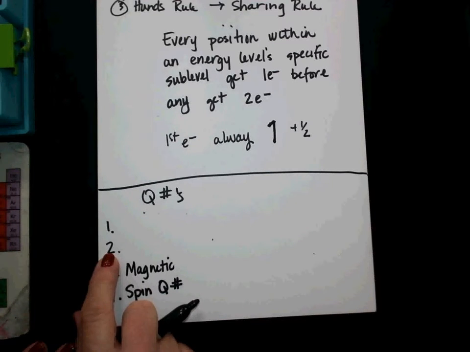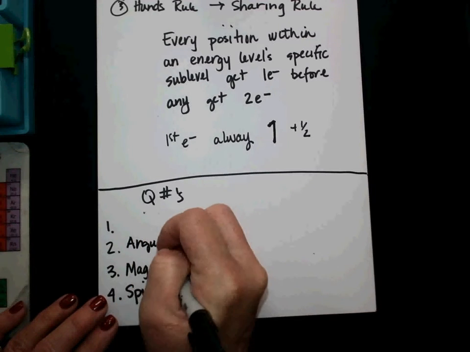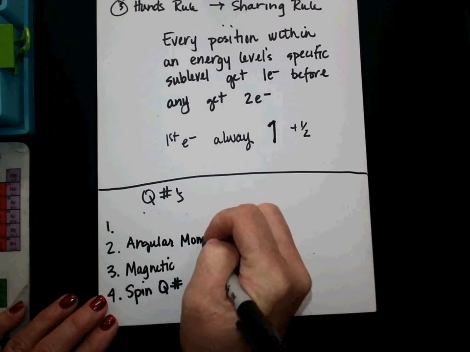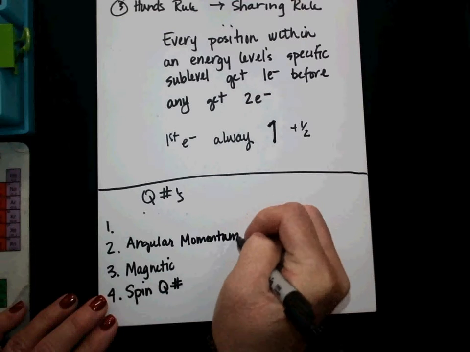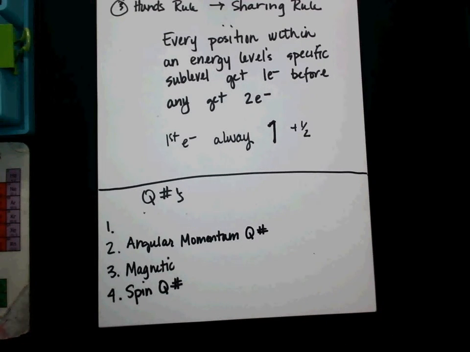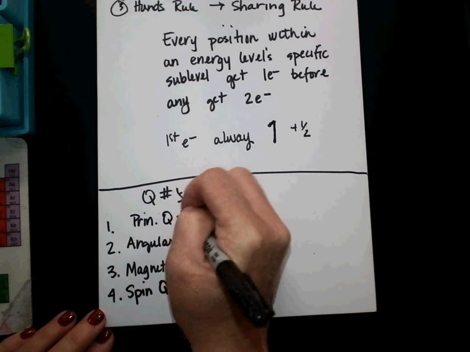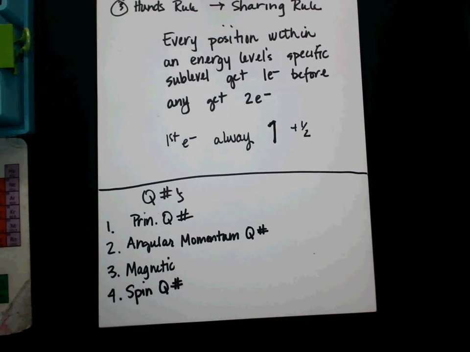This is the one that's hard to remember. Good for you. Angular momentum. That tells us the shape. What's the one that tells me the energy level called? That's the one I thought you guys would get for sure. Principal quantum number. Yay, Wes. Okay, so we got them all in a roundabout way.